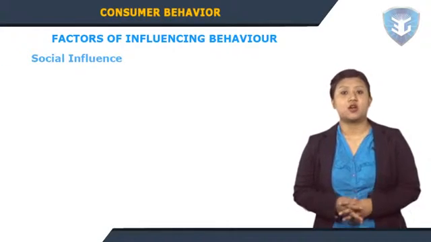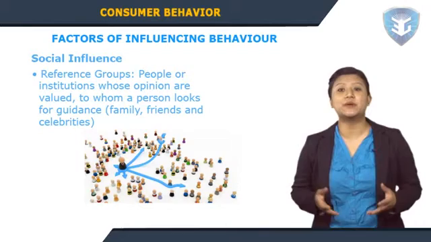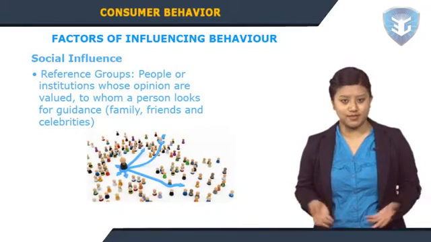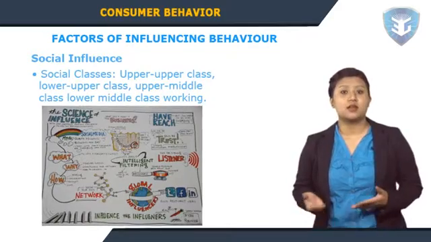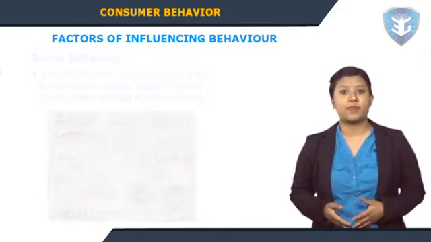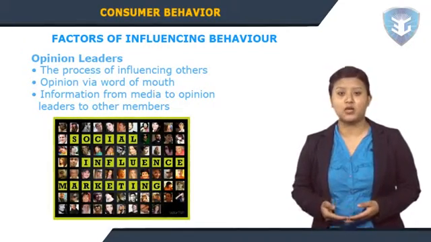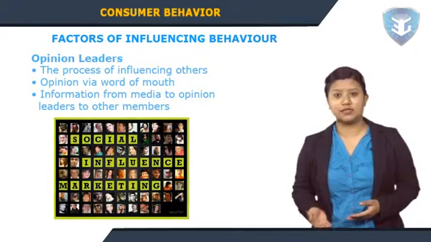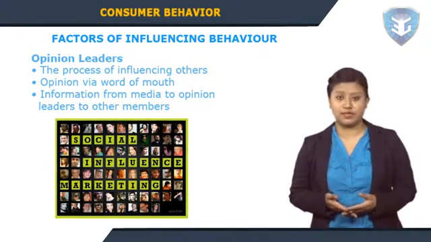Social influence. Reference groups are people or institutions whose opinions are valued, to whom a person looks for guidance: family, friends, and celebrities. Social classes: upper class, lower upper class, upper middle class, lower middle class, working class. Opinion leaders are the process of influencing others' opinion via word of mouth, with information flowing from media to opinion leaders to other members. Celebrities, experts, salesmen, and dealers can be opinion leaders.